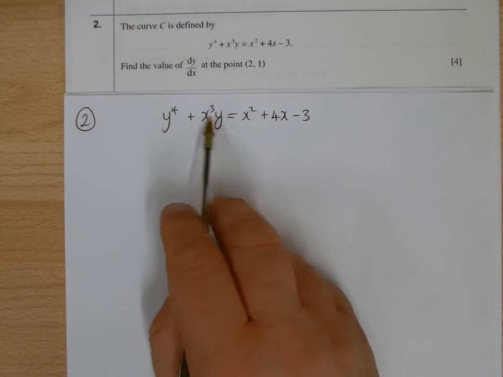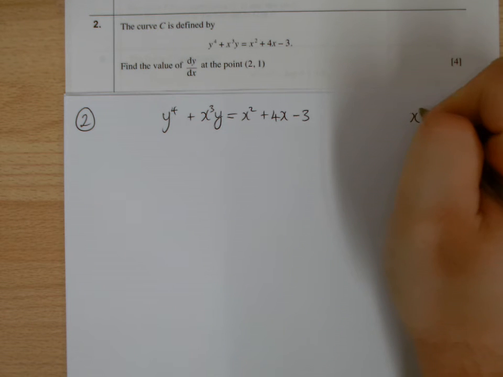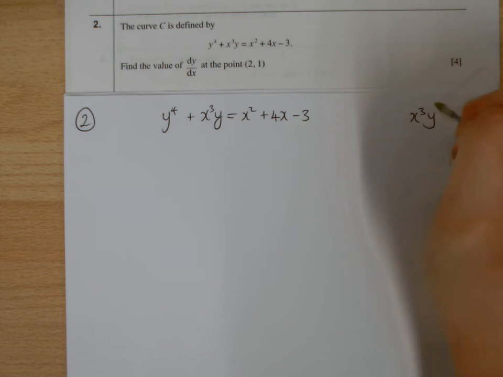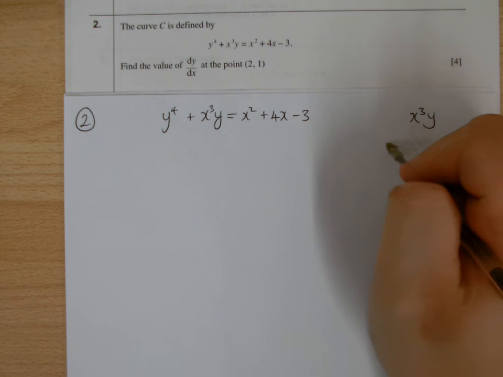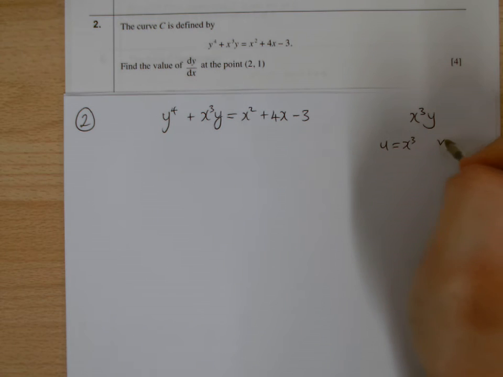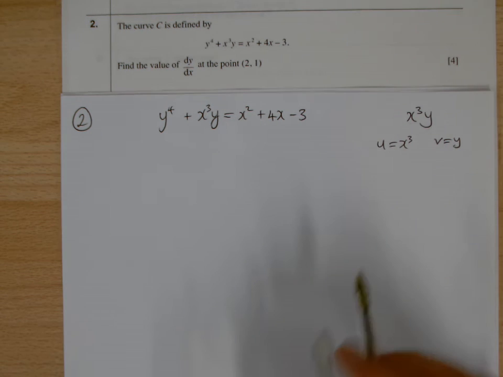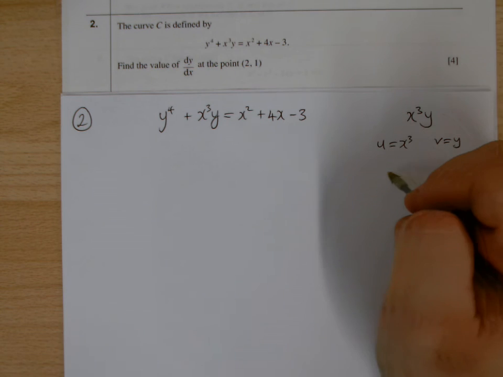And again, you should notice here straight away that you've got a product there, okay? So the product of x cubed y. So the first term, remember, is my u, so that'll be x cubed. The second term then will be v, which will be y. And they're times together, yeah? So that's why we're using the product rule.